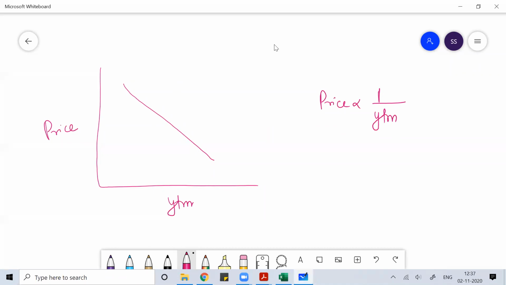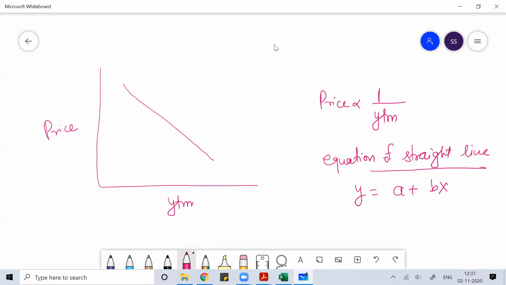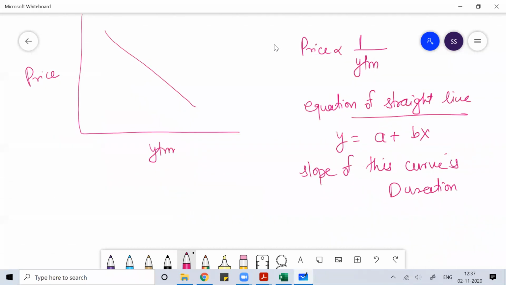So because this is a straight line, if you try to determine the equation of this straight line, it should follow the formula y is equal to a plus bx, where a is the intercept and b is the slope. So here a is called the intercept and b is called the slope. The slope of this curve is the duration. Duration basically measures the rate of change of price with respect to the yield to maturity. So what does duration basically measure?